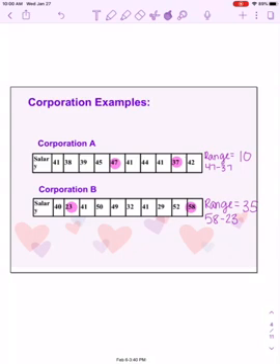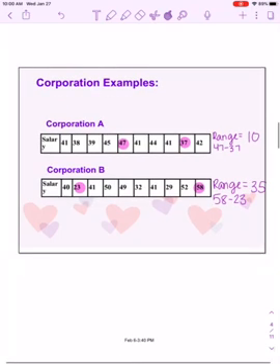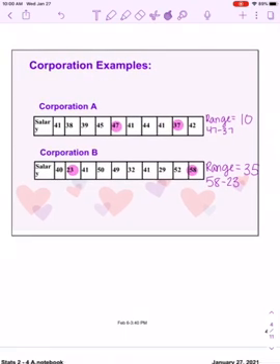Corporation A starts you out higher, so you get to start at 37. But their range is only 10, so you don't really have a lot of room for growth there. Whereas corporation B starts you out really low, but you could end on the higher end at 58. So that range is 35. Okay, so range is just how spread out your data is. The people in corporation A make a lot closer to each other than people in B.